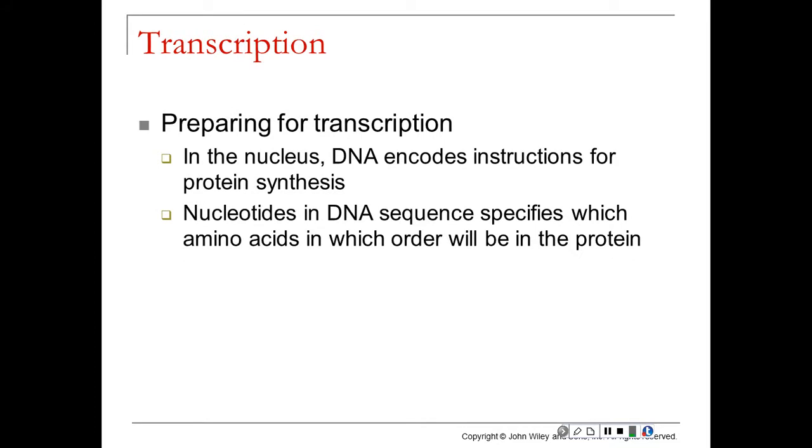The cell, of course, has to prepare for transcription. It's not automatically ready for it. So in the nucleus, the DNA has the instructions for making all of the proteins. Every single cell of your body has all of the instructions for making every single protein that you would possibly need. Nucleotides within the DNA sequence are going to specify the order of amino acids within that protein. If you recall, DNA is a nucleic acid made of nucleotides. Nucleotides are made of sugars, phosphates, and nitrogen bases. So those nucleotides come in 4 or 5 different varieties.